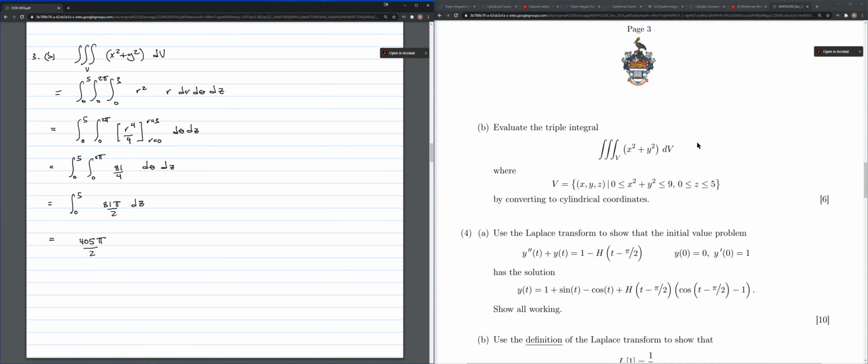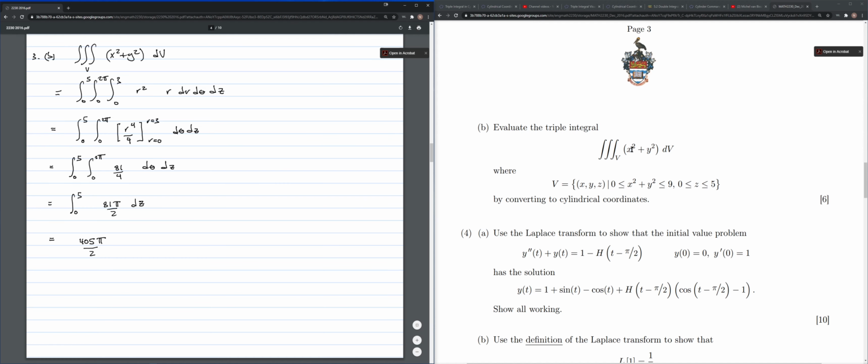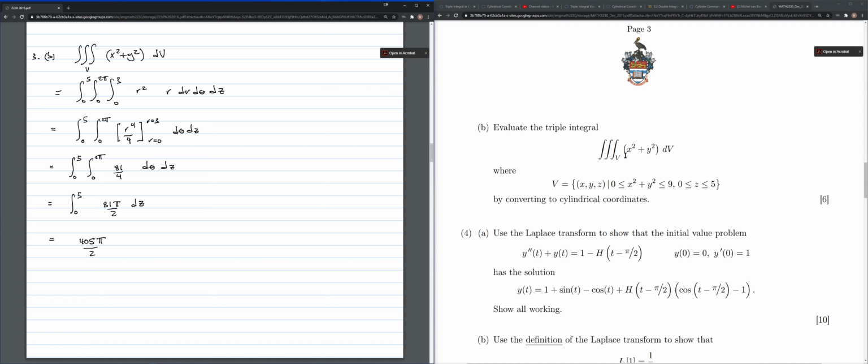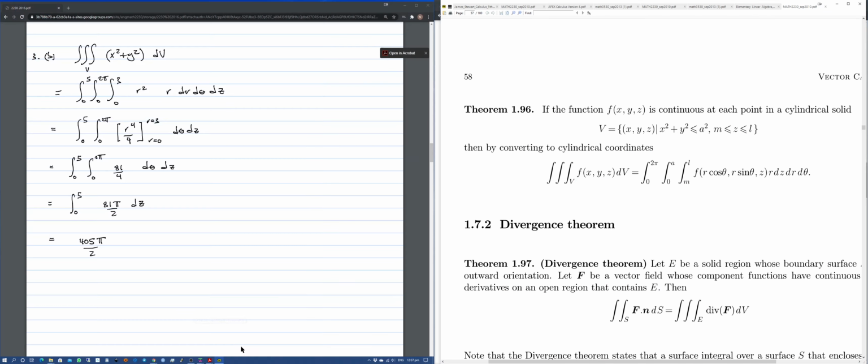Right, so let's consider this example here. This is from the December 2016 past paper on the website, and the solutions are also on the website. I want to do a triple integral over this cylindrical solid, where I'm integrating the function x squared plus y squared. In order to do this, I'd need to convert to cylindrical coordinates.